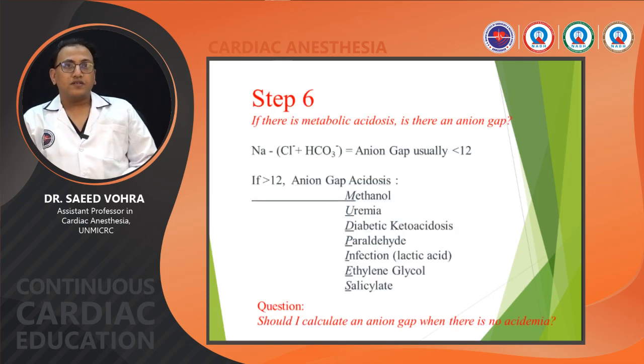Step 6 is, if it is a metabolic acidosis, is there an anion gap? Anion gap, as we all know, is sodium minus chloride plus bicarbonate, which is usually 8 to 12 milliequivalents per liter. If the anion gap is more than 12, then it might be methanol poisoning, uremia, diabetic ketoacidosis, paraldehyde poisoning, infection, ethylene glycol poisoning, or salicylate poisoning.